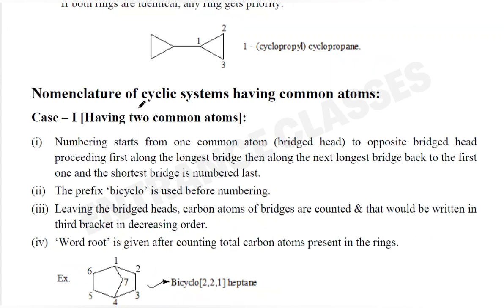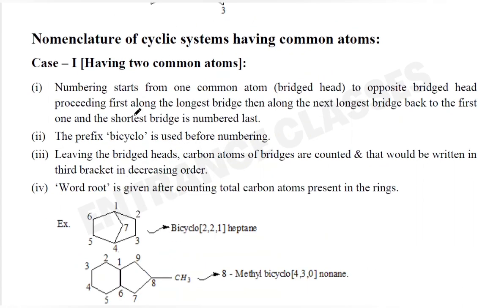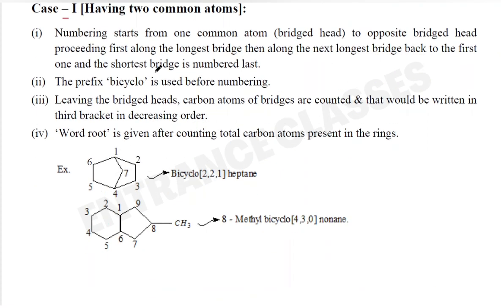Now, nomenclature of cyclic system having common atoms. There are 2 cases: single common atom and 2 common atoms. First case is having 2 common atoms. That is bicyclic system. Numbering starts from 1 common atom, that is the bridged atom, say it is 1, to opposite bridged atom, right? Proceeding first along the longest bridge, next longest bridge, and ultimately the shortest one. Say this one. This is the bridge carbon, 3 bridge, and 4 bridge. So this is the longer. So 1, 2, 3, 4, 5, 6, 7, 8, 9.